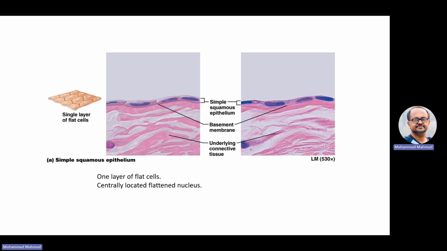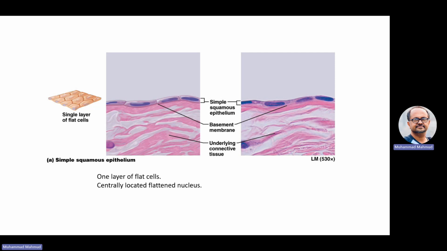First thing, what is tissues? A group of 2 or more cell types that work together to perform common functions. And there are 4 basic types of tissues: epithelial, connective, muscle, and nervous tissues.